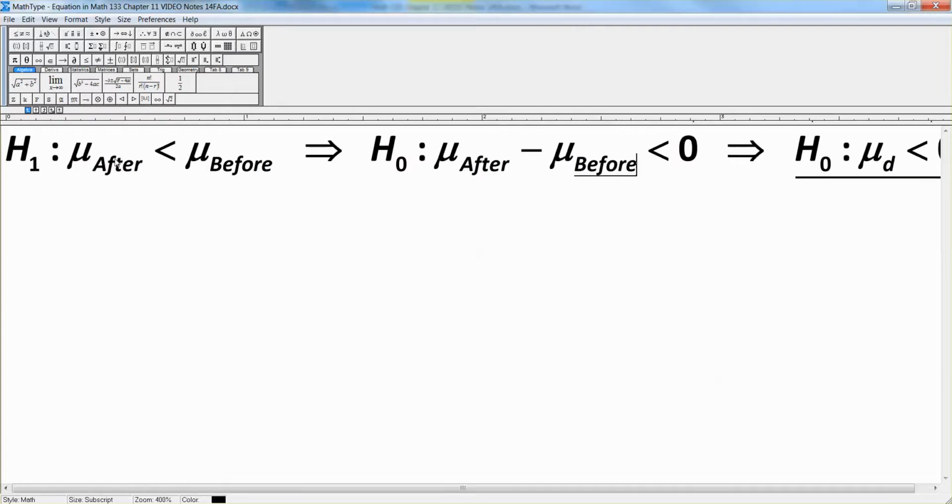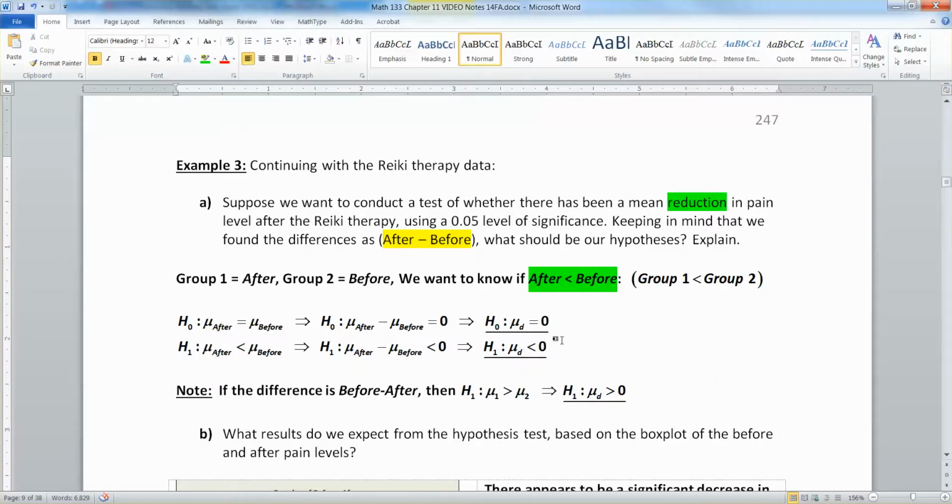So I want mu after to be less because I want a reduction in pain. So I want after to be less than before. That would be mu after minus mu before is less than 0. In other words, mu d is less than 0. And that would be my alternative hypothesis.